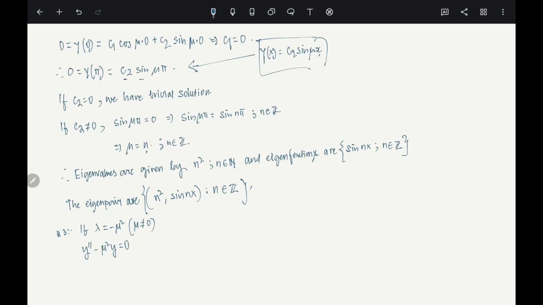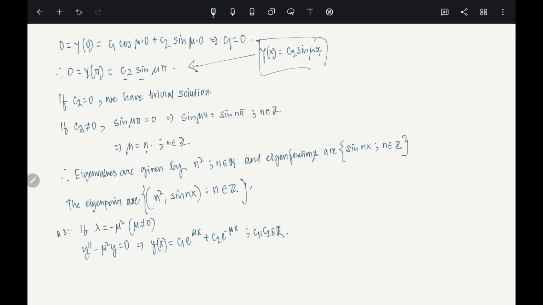Okay, we can solve this equation, right? And if you solve it, the solution which you are going to get, sorry, this shouldn't be the case. I wrote this mistake. y(x) equals c1 times e to the power mu x plus c2 times e to the power minus mu x, where c1, c2 are in R.